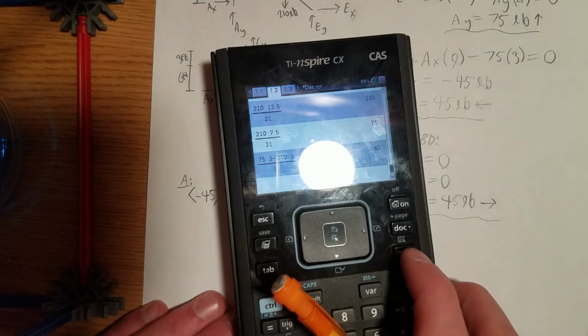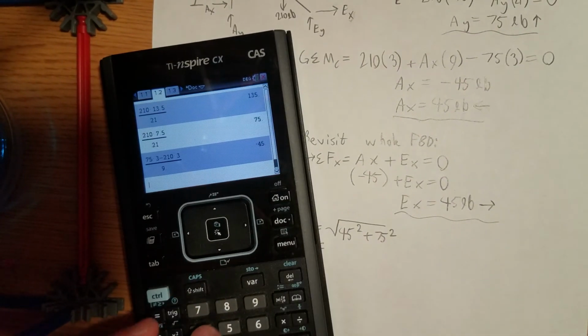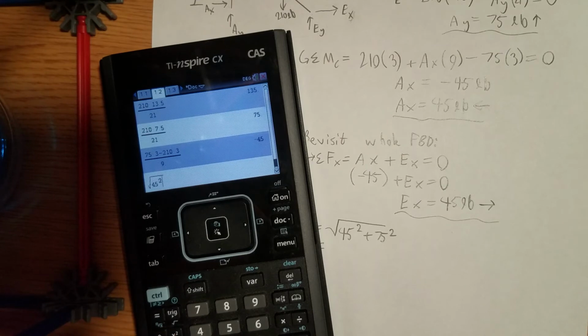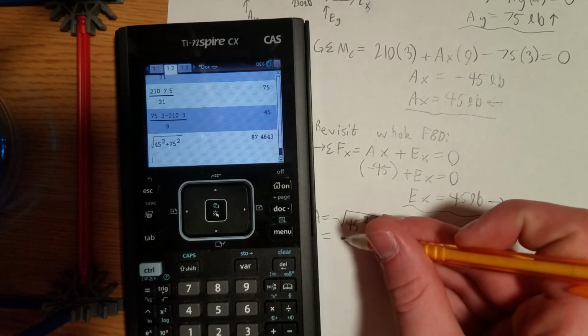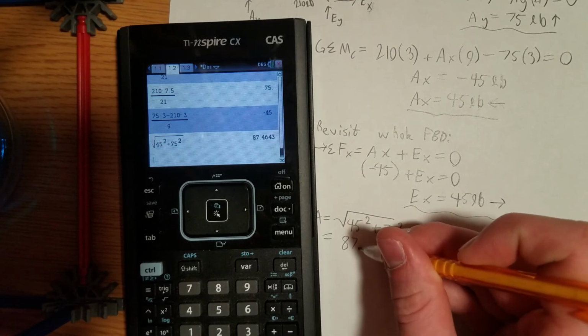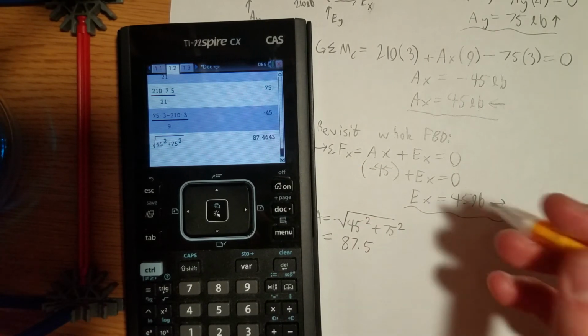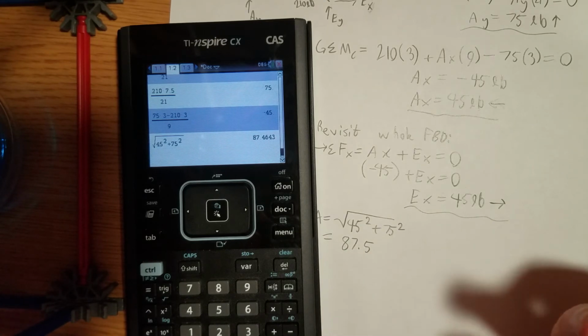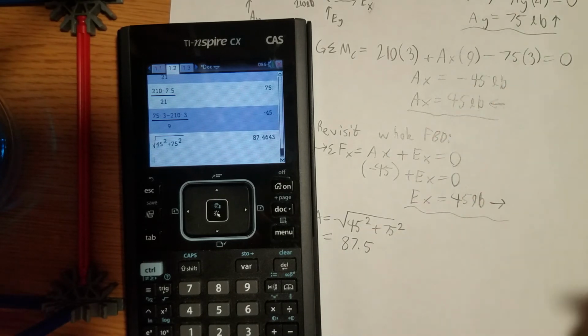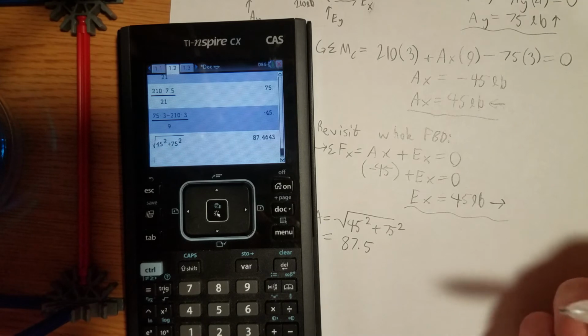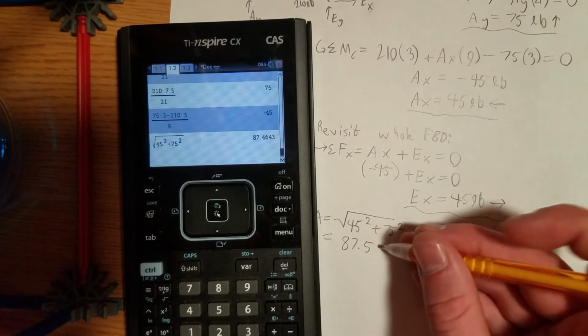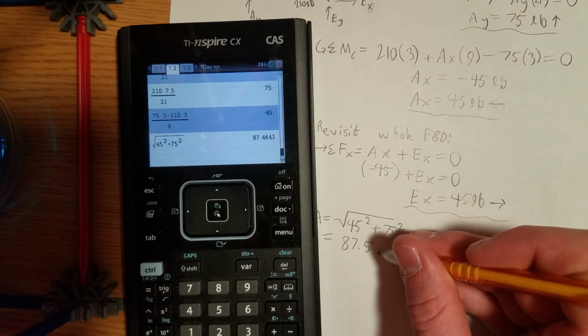Get the handy calculator out. Square root of 45 squared plus 75 squared. We're going to end up getting 87 point, I don't really know, sig figs. 3 or 4 sig figs is always a good thing. Don't round until the end, but for final answer, 3 sig figs is probably good. 87.5 should be pounds.